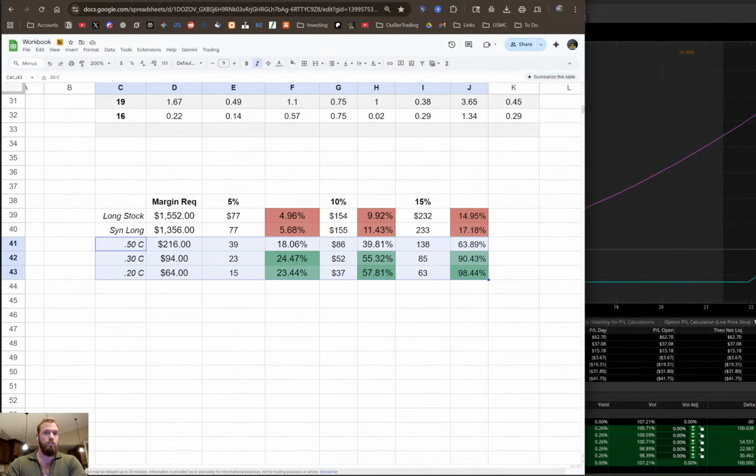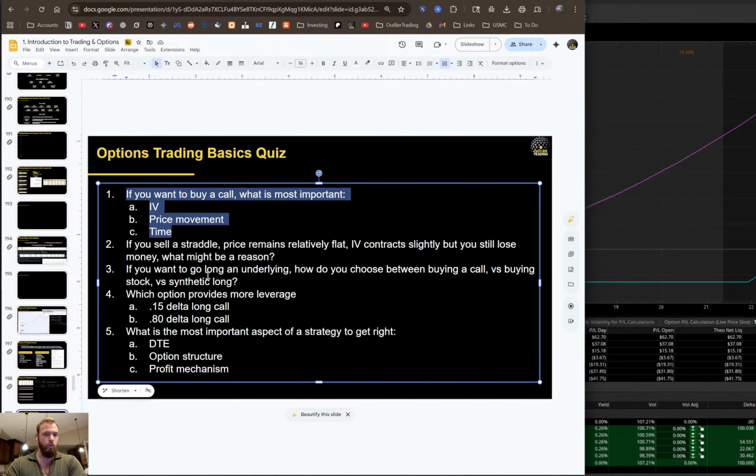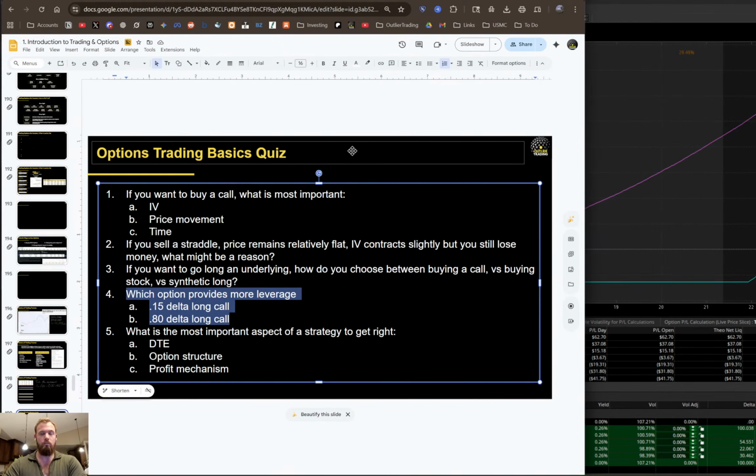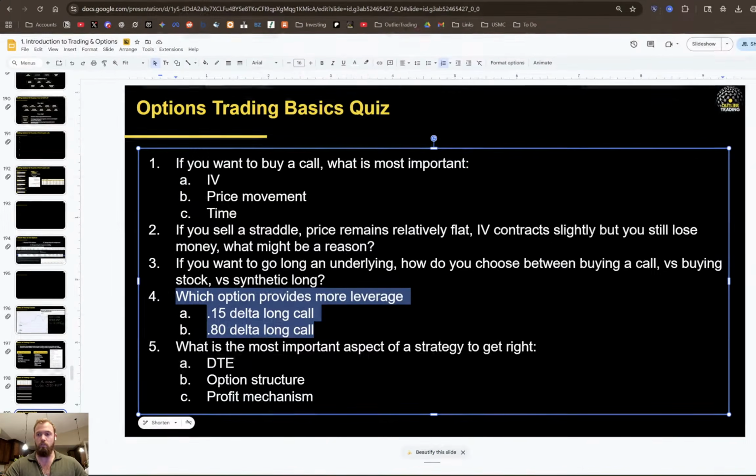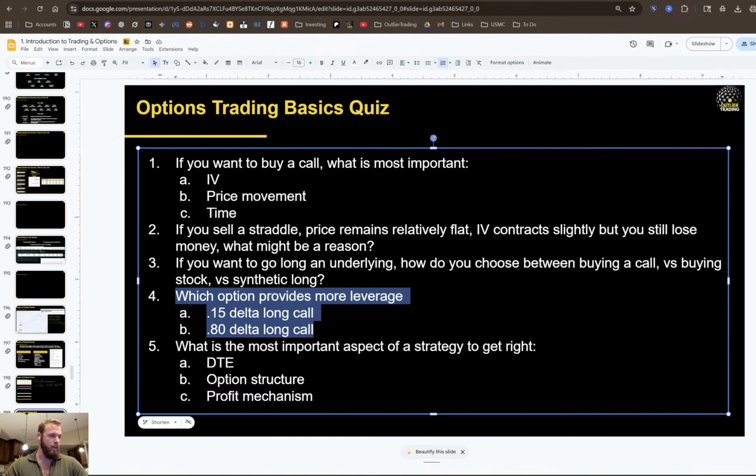So, really good scenario to work through together and leads into a beautiful follow up, which you guys should definitely know the answer to after what we just went through, which is: which option provides you more leverage? A 15 delta call, A, or an 80 delta call, B. So you just throw in the chat if you think 15 delta or 80 delta, A or B respectively.